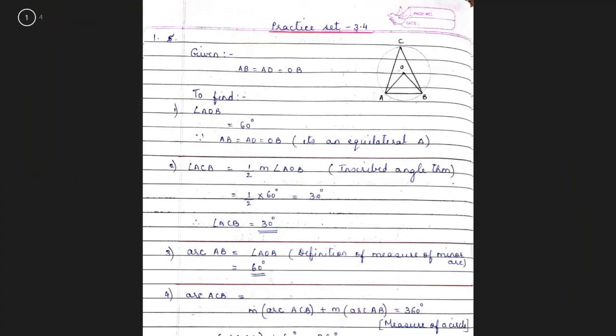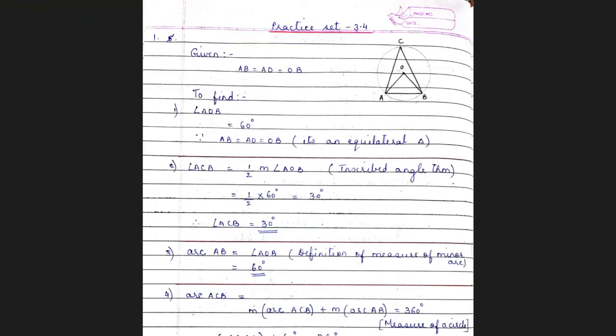And if it is an equilateral triangle, we know that all three sides are equal and all angles are 60 degrees. Therefore, angle AOB is equal to 60 degrees. That's the first part of your question. Second is to find angle ACB. Angle ACB we know is half of measure of angle AOB by inscribed angle theorem. Therefore, half of 60 degrees, answer 30 degrees.